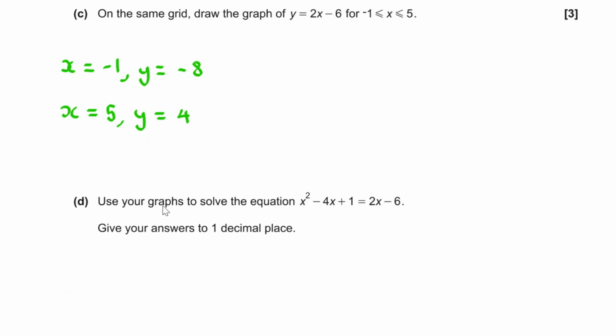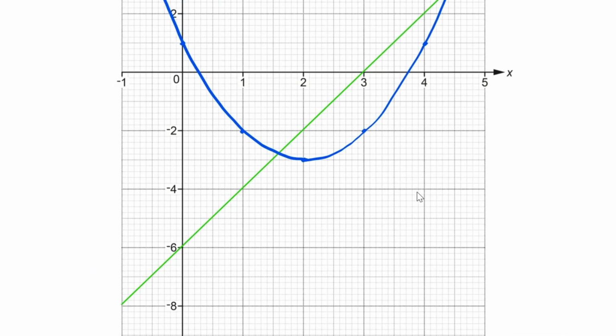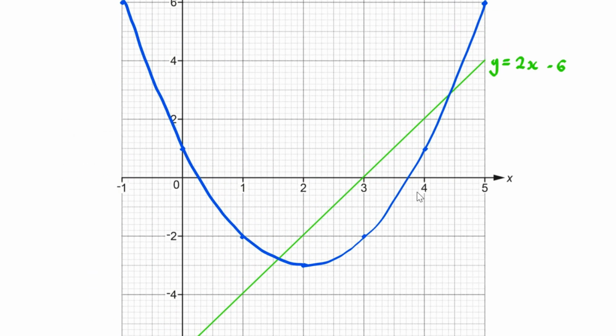And now for part D, we have to use the graphs to solve the equation x squared minus 4x plus 1 equals 2x minus 6. All we have to do here is simply look for the intersection points. So we've got one intersection point over here at 1.6 and another one here.